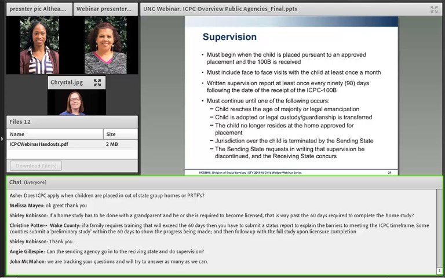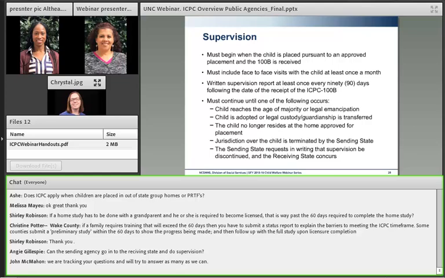Supervision can and should begin prior to the receipt of the 100B if the receiving state has been informed by any other means that the child has been placed in an approved placement. And supervision must continue until one of the following occurs.